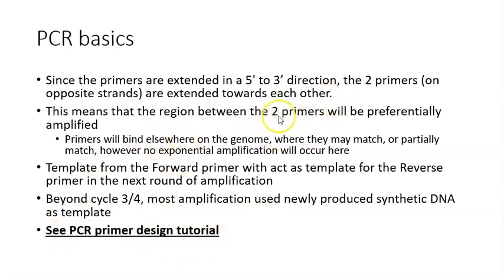Now, these PCR primers that we use will bind elsewhere on the genome, but they might only match partly, and they might extend a little bit of DNA. But you need two primers binding close to each other to get the exponential amplification that we observe in PCR. So if primers bind elsewhere in the genome, it doesn't really matter. It only matters if they bind right next to each other, about 100 base pairs apart.